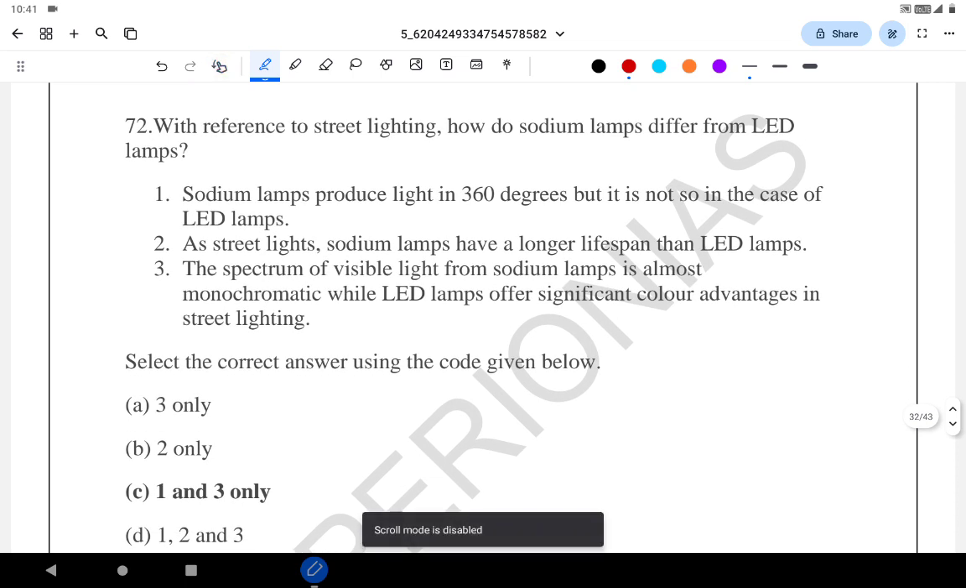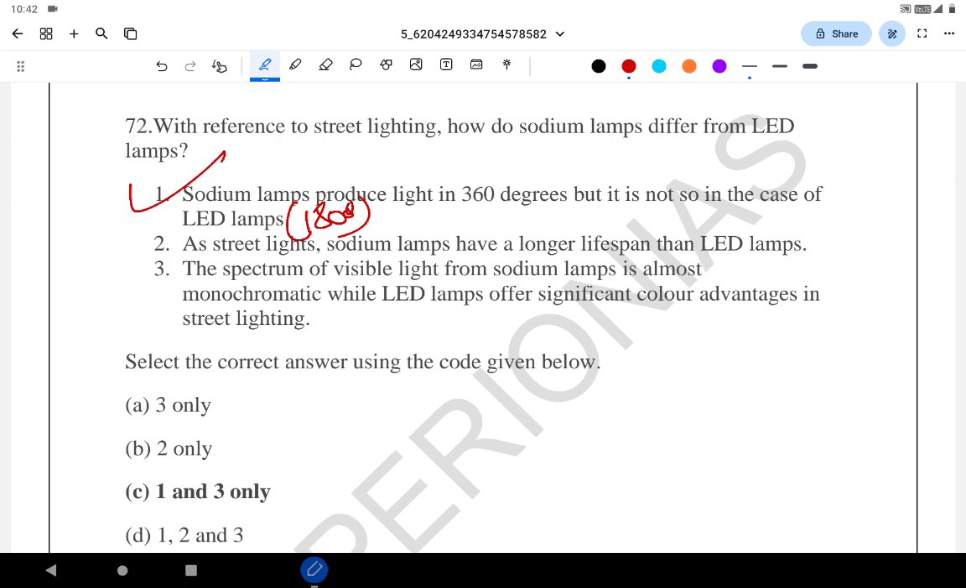With reference to street lighting, how do sodium lamps differ from LED lamps? Sodium lamps produce light in 360 degrees, but not so in the case of LED. Actually, I think sodium produces 360 degrees, LEDs 180 degrees. So statement 1 is correct. As street lights, sodium lamps have longer lifespan than LED lamps. It's a basic concept: LED has better lifespan than sodium. So 2 is wrong. So either C or A. Statement 3 is there in both, so 3 has to be correct, and 1 you know is correct. So the answer is C.